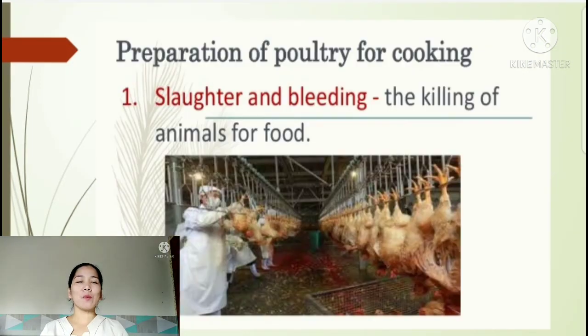Okay, so another is the preparation of poultry for cooking. Nakapanood na ba kayo o naka-experience na ba kayo ng pag-prepare, pagpapatay ng manok na kinakatay sa mga barangay? So, ano-ano kaya yung unang ginagawa? Specifically, kapag ito ay native chicken na nahuli na. So, the first one is yung tinatawag nating slaughter and bleeding. Slaughter and bleeding is the killing of animals for food. Sila ay ginigilit sa liig at pinapatulo ang dugo.